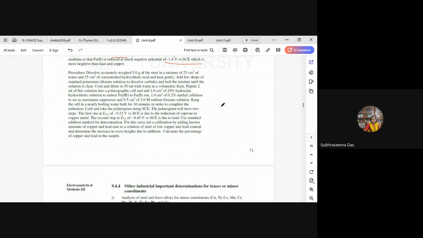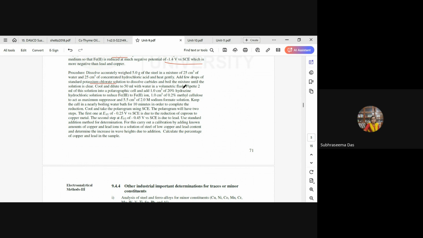The procedure is also very simple. We will dissolve 5 gram of our steel sample in 25 ml of water and 25 ml of concentrated HCl, and we will heat it gently. Then a few drops of standard potassium chlorate solution will be added, because this KClO3 solution will dissolve the carbides. The mixture is again boiled till we see that a clear solution is formed. After this, we will cool it down and dilute it by adding 50 ml of water.